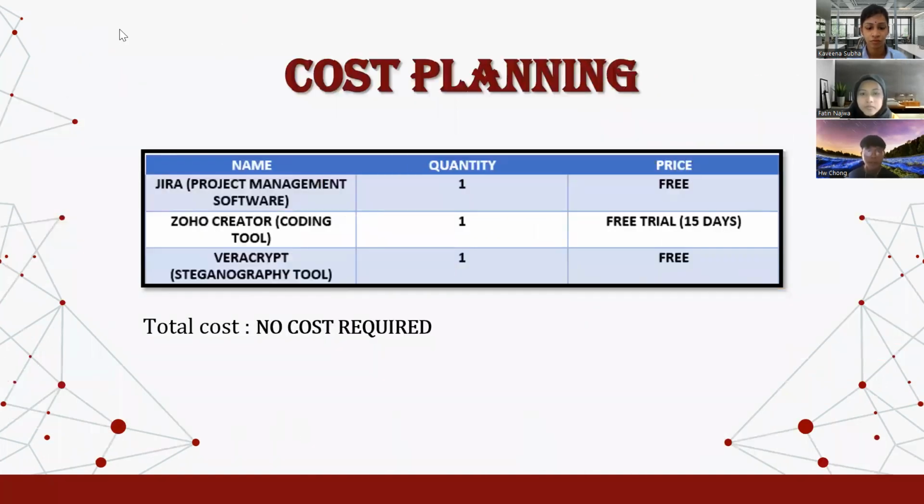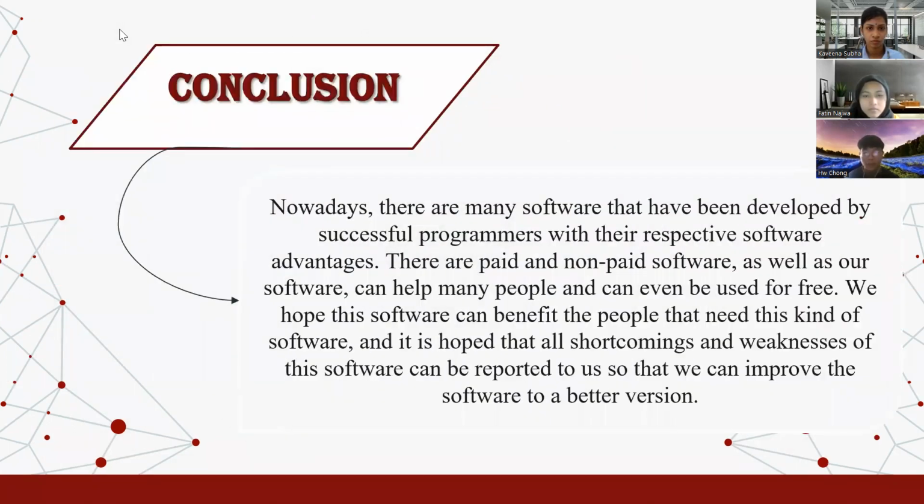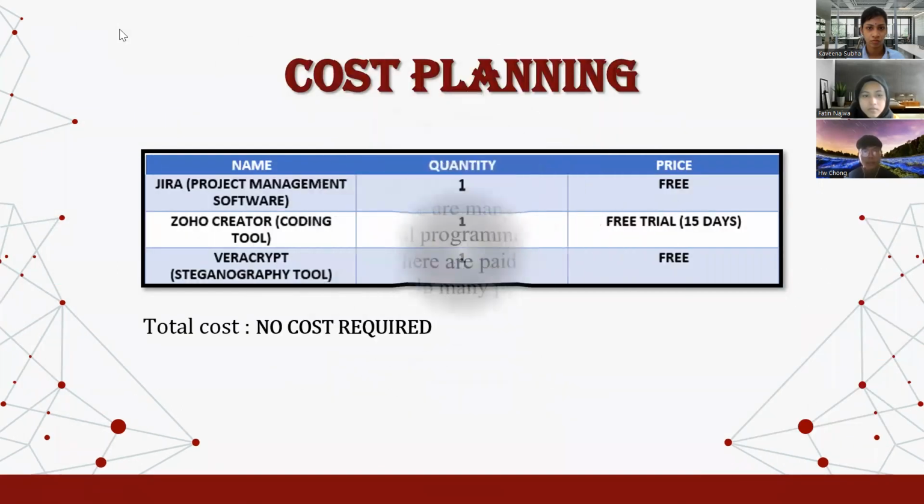Next is cost planning. First, we use the Jira project management software. It is free, and Zoho Creator coding tools are also free for 15 days. And next, we use the VeraCrypt steganography tools. It is also free. Total cost is no cost required.